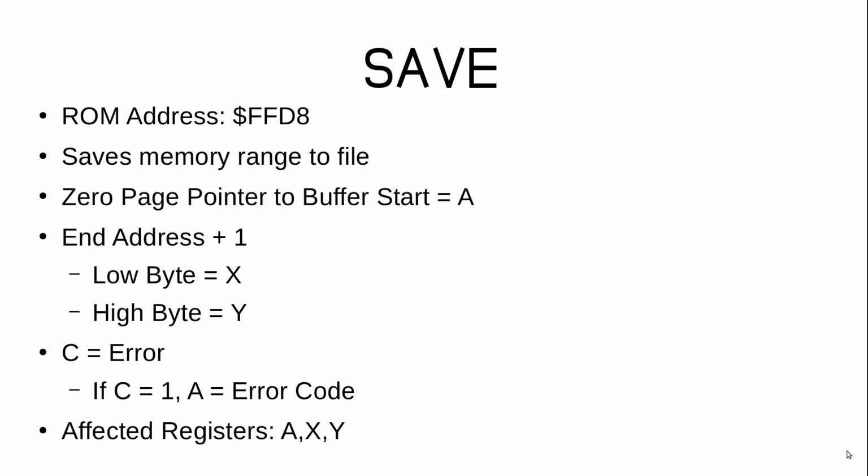If the save was successful, the carry bit will be clear when it returns. Otherwise, C is set and an error code will be loaded into A. The file that is written will replace any file that already exists with the same name. Data will not be appended or overwrite a portion of the old file.